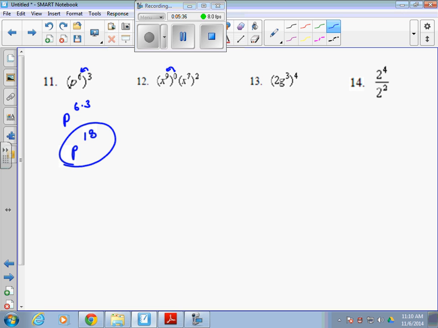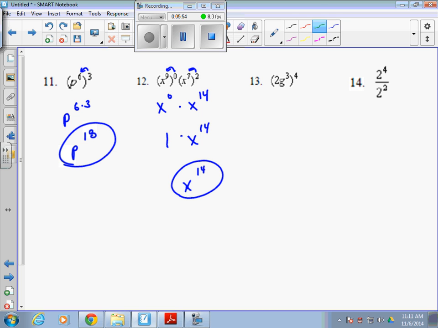0 times 9 gives you x to the 0, which is 1. 2 times 7 is x to the 14th. So 1 times x to the 14th is simply x to the 14th. You don't have to write the 1 in front of it.